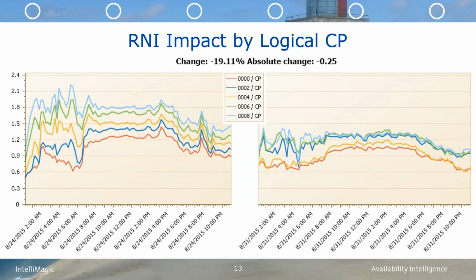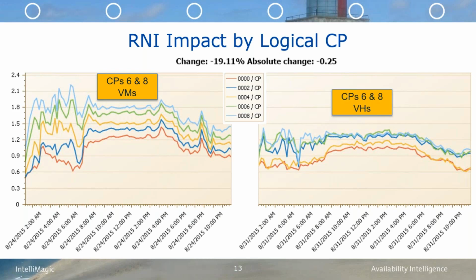So the significant reduction in RNI is apparent. Now this chart showing RNI for the same dates and system, but now by logical CP, is very informative because it confirms that the 2 vertical medium CPs, CPs 6 and 8, the light blue and green lines at the top of the before chart on the left, had the greatest reductions in RNI. When they were running as vertical mediums, they had higher RNIs than the vertical highs because they were competing for processor cache with other LPARs.